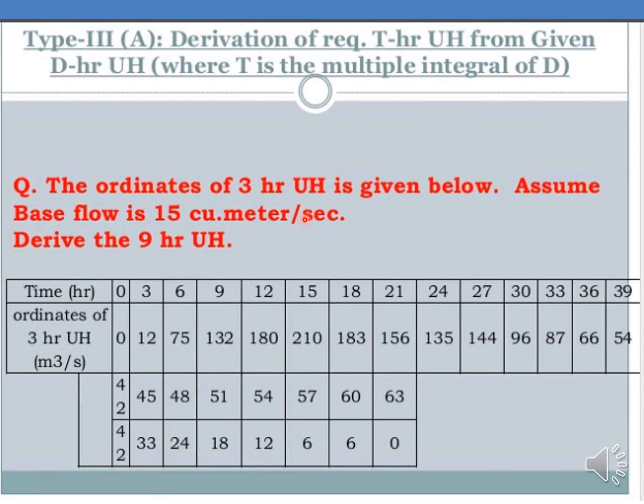The ordinate of 3 hour unit hydrograph is given below. Assume a base flow of 15 cumec, derive 9 hour unit hydrograph. So if 3 hour is given, if the multiplication of 3 is 9, so you can use superposition method. Here the time interval is given and the ordinate of 3 hour is given. You are asked to derive a 9 hour unit hydrograph.